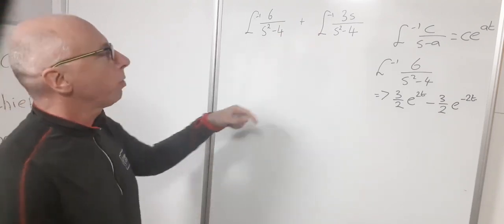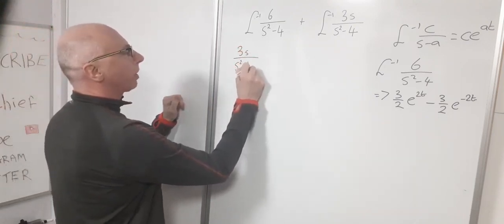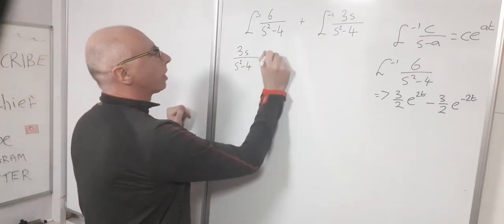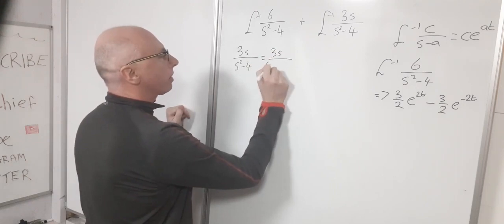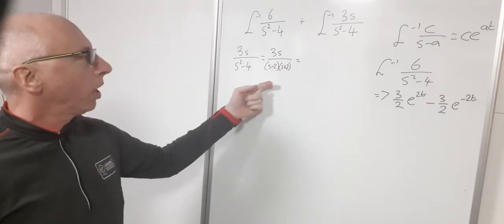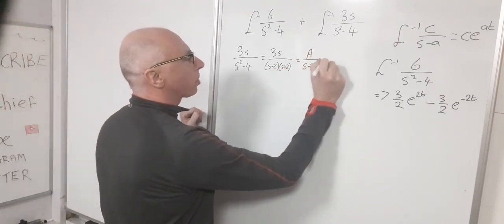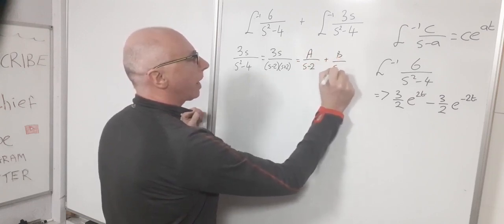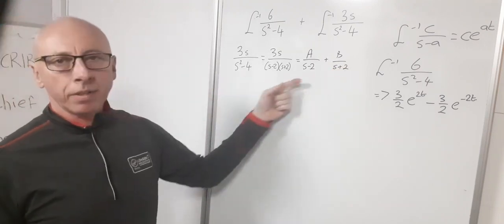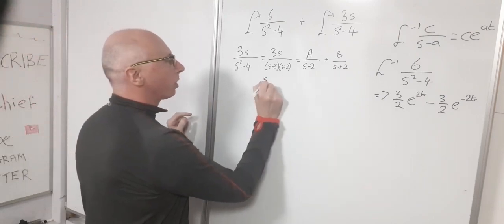Okay, let's concentrate on this one now. So now I've got 3s over s squared minus 4. So as I did before, we can factor out the denominator. So 3s over (s minus 2)(s plus 2). And then set that up into partial fractions with my building blocks. So I'll have A over s minus 2 plus B over s plus 2. Okay, so now the Heaviside cover-up method is going to work again. So for my A, again I want s equals 2.